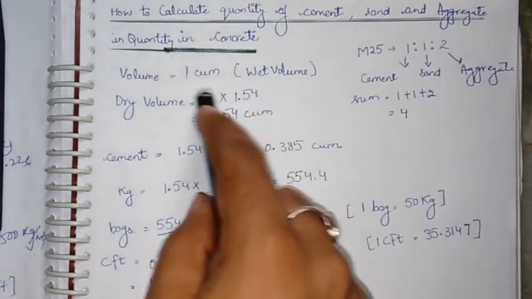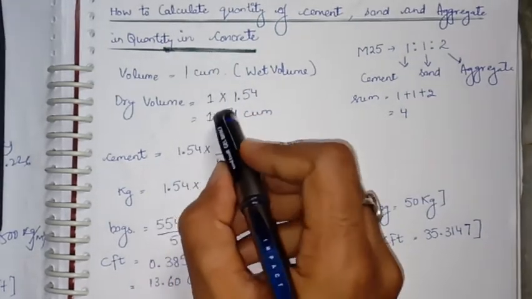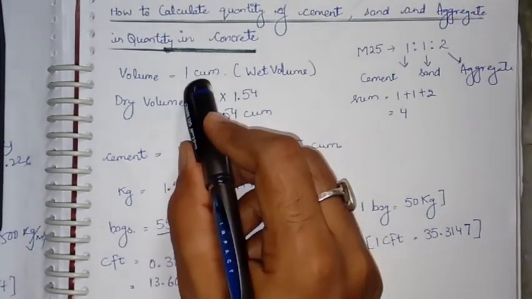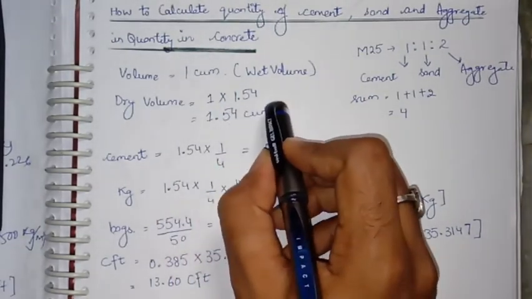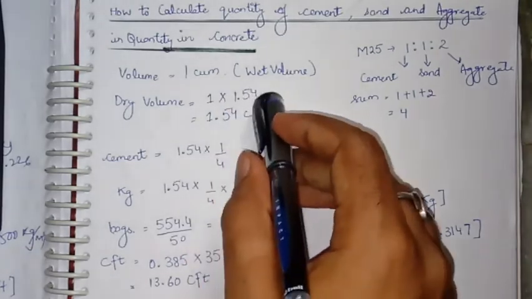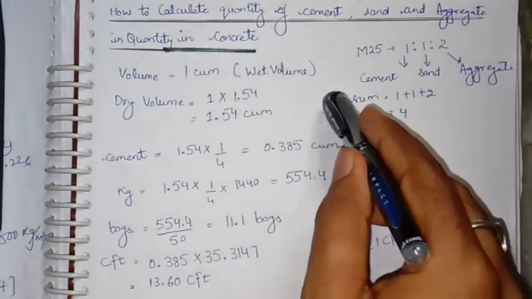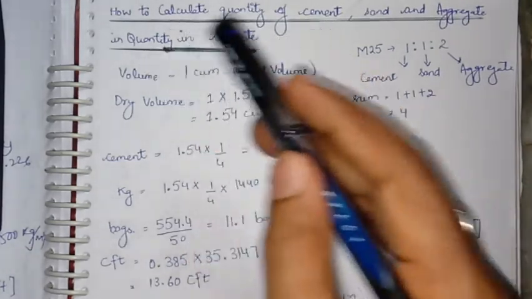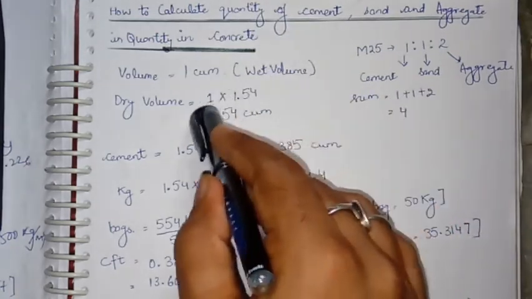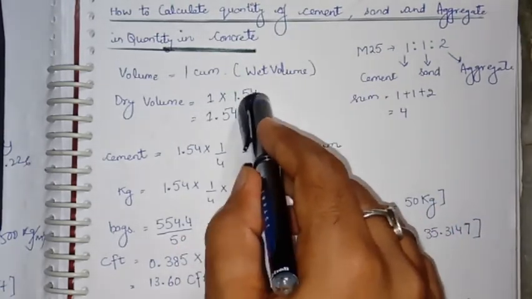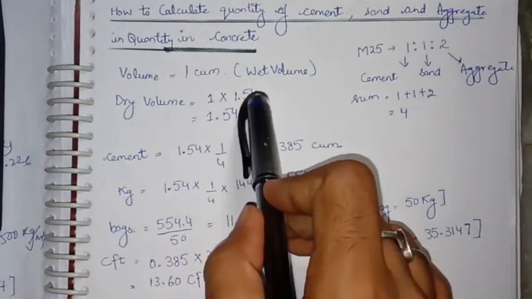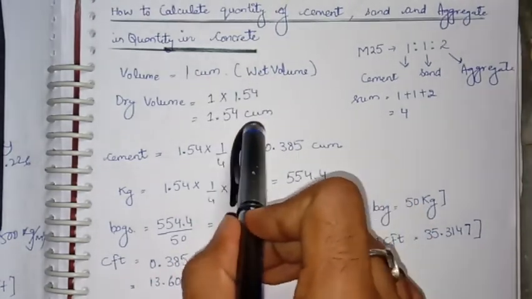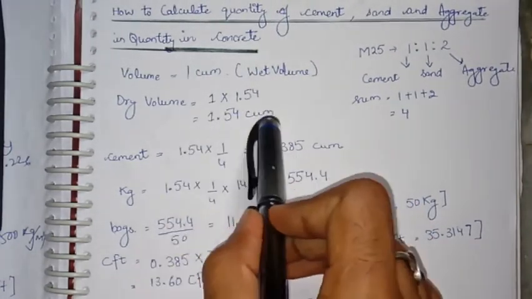So I multiplied this 1 cubic meter by 1.54. You have to remember that whenever you want to convert the wet volume to dry volume, you have to multiply it by 1.54. So after multiplication, I got the answer 1.54 cubic meter. It is the dry volume of concrete.